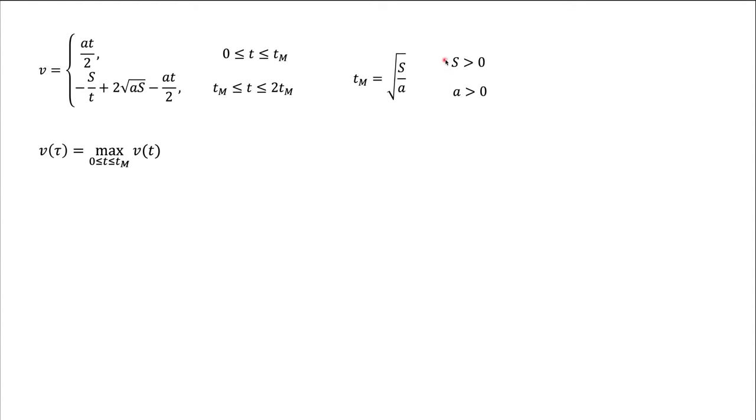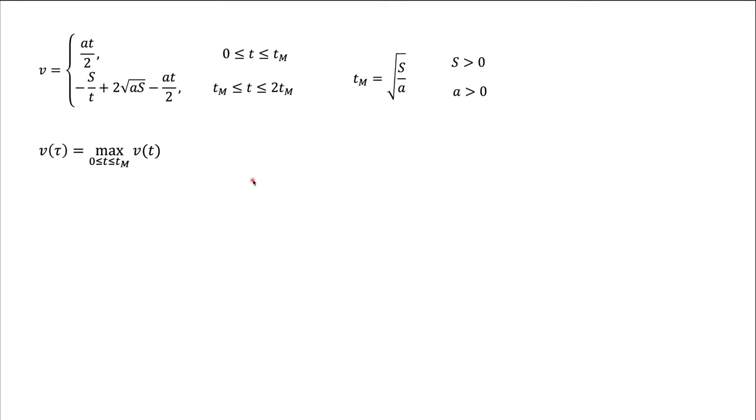Now in these formulas s and a are constants, positive constants, and tm is defined using this formula as the square root of s over a. And what we are asked to do is to find such a value t, which we call tau here, where this function reaches the maximum value on the interval from 0 to 2tm. Now before I go into the solution, I want to discuss a little bit where this function is coming from. There is a link in the description to another video I made earlier, and that video discussed a physics problem. And if you watch that video, you will realize where this function is coming from.